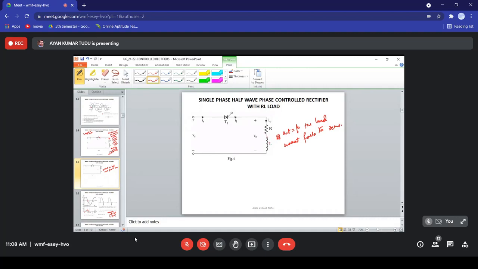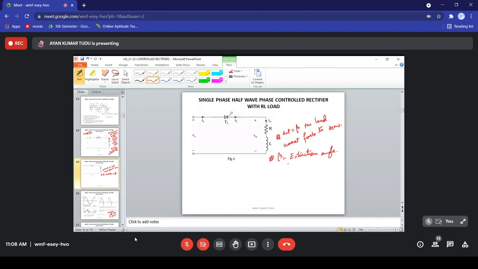Okay, so whatever energy is stored in the inductor will be completely used up, and then the load current through this thyristor T1 will fall to 0 at omega t equal to beta. Okay, so obviously then what is beta? Beta is known as the extinction angle. And how is this beta measured?